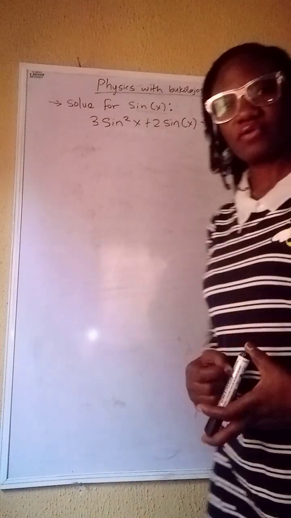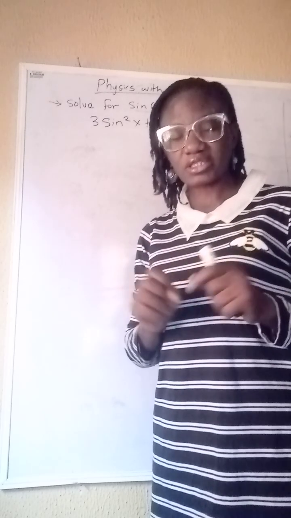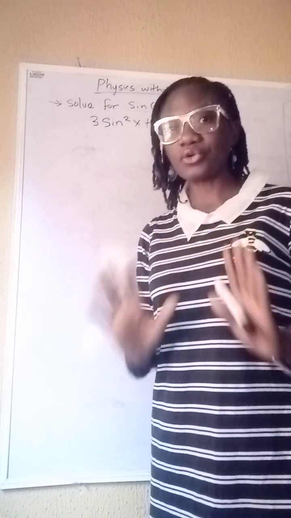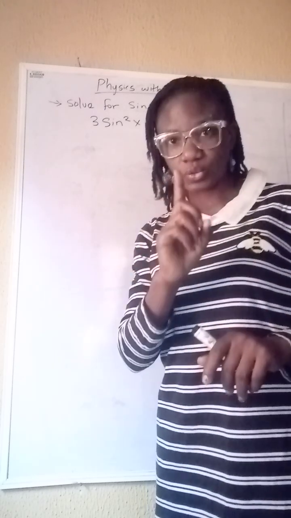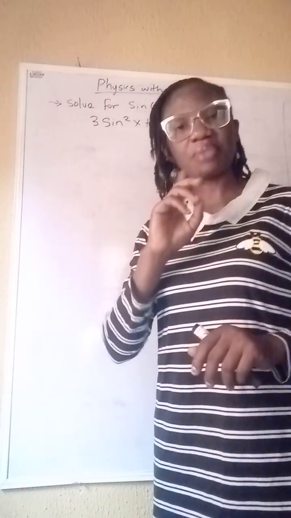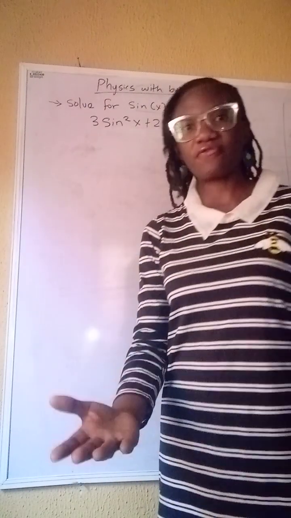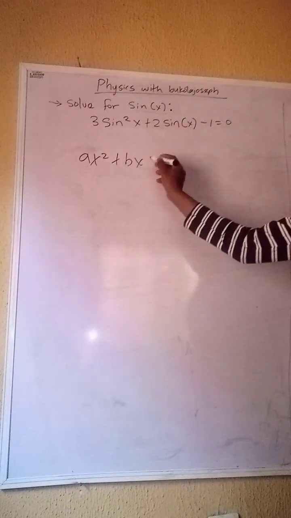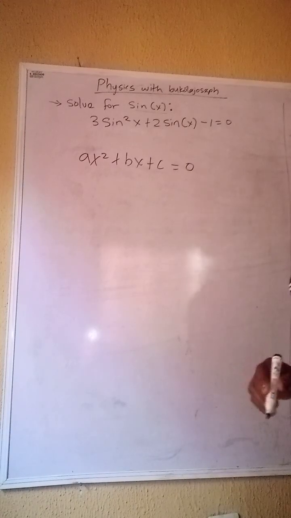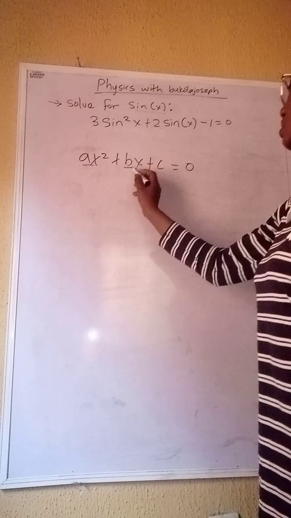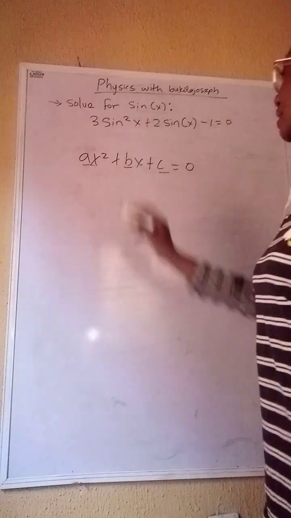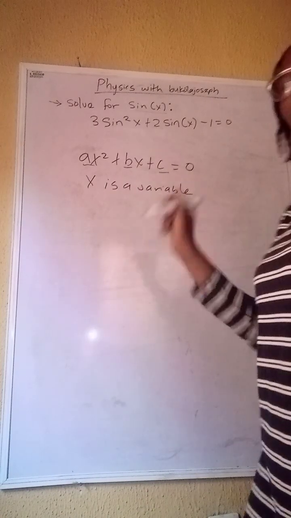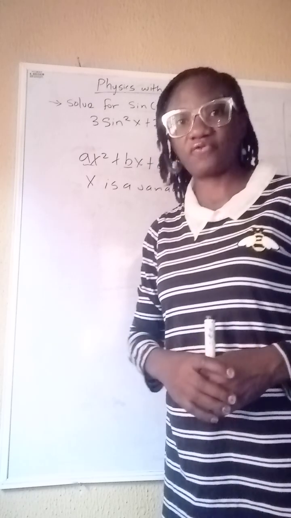Now, if you look at the expression we have on the board, it looks like a quadratic equation. What is a quadratic equation? A quadratic equation is simply a polynomial equation with degree power 2, so it has the highest power 2. The general form is ax squared plus bx plus c is equal to 0, where a, b and c are constants, and x is a variable, usually the value to be solved for or found.